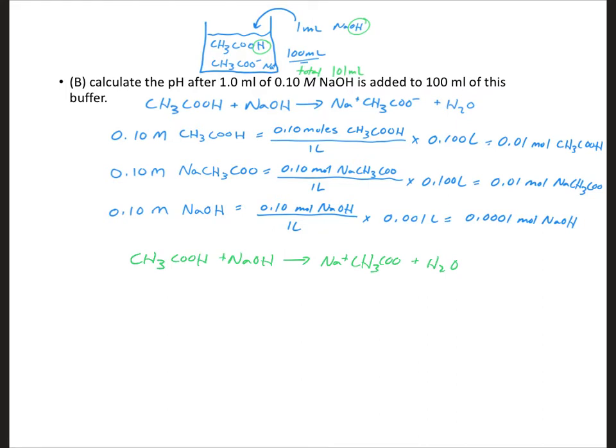I rewrite my balanced chemical equation. I've got my initial, my change, my equilibrium. Water's not going to contribute to this. How much of the acetic acid do I start off with? I have 0.01 moles. How much sodium hydroxide do I start off with? 0.0001 moles. How much of the sodium acetate do I start off with? 0.01 moles. So you will notice in this ICE table, I'm not using the concentrations, I'm using the moles.